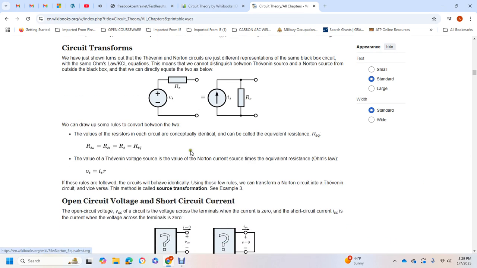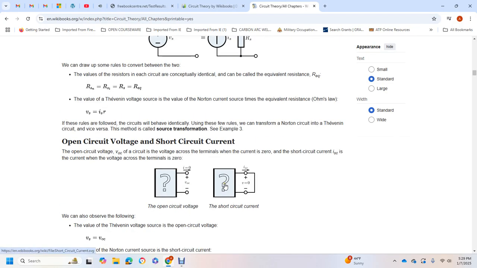These rules are valid for identical circuits. They transform a Norton circuit into a Thevenin circuit, and vice versa. This is the method of source transformation. See example 3: open circuit voltage and short circuit current.